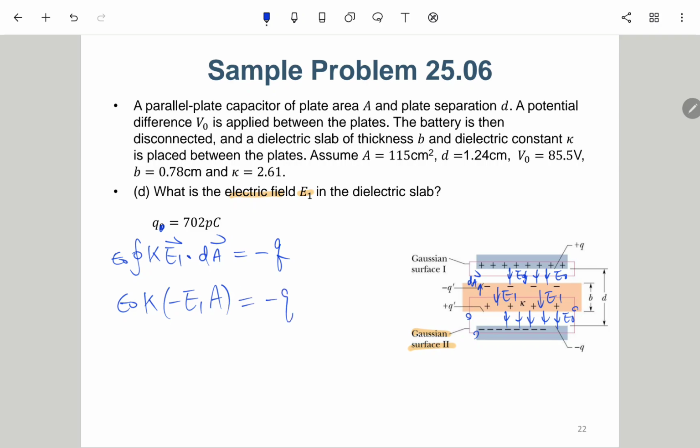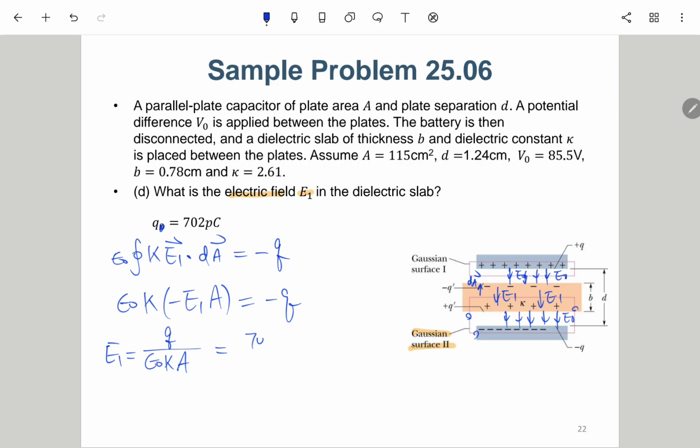Equals negative q. So for both sides we have a negative sign, so they can cancel each other. So finally we have E1 equals Q over epsilon naught kappa A.